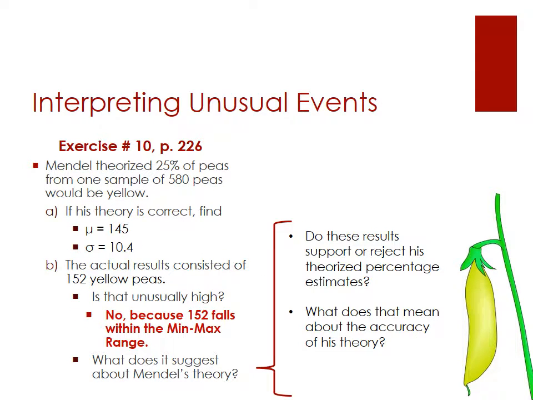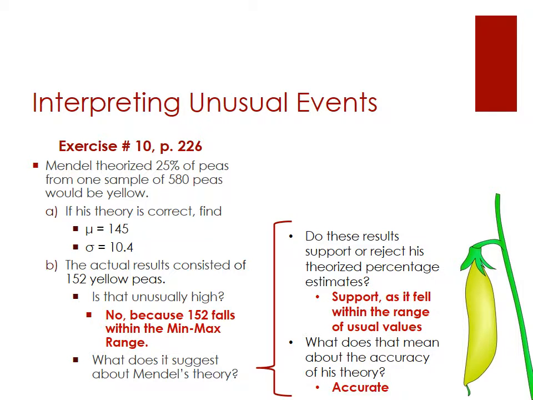And since it falls within the min-max range, do these results support or reject Mendel's theorized percentage estimates? And what does that mean about the accuracy or the inaccuracy of his theory? Well, these would support it, as it fell within the range of the usual values, which means that it would indicate that his theory was accurate.